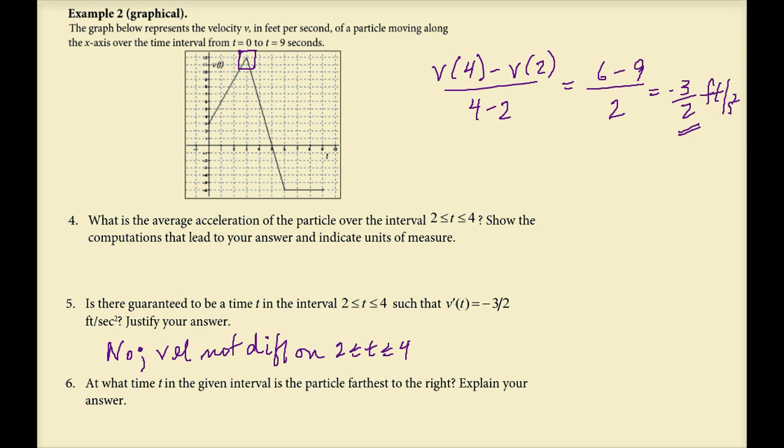At what time t in the given interval is the particle farthest to the right? Explain your answer. The particle is moving to the right when the velocity is positive, and it's moving to the left when the velocity is negative. So at this point in time, it had reached its farthest point to the right at time t equals 5. Why? Because velocity changes from positive to negative.